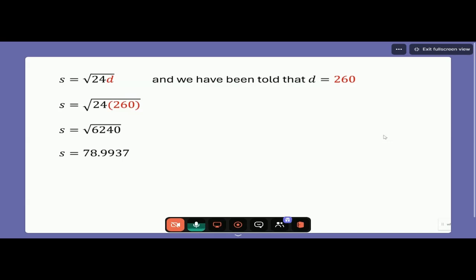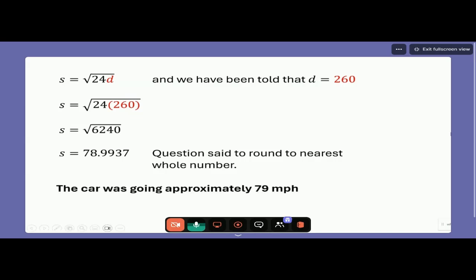78.9937. The question said to round to the nearest whole number. Well, this is going to be easy because there's the ones position right there for rounding to a whole number. Look at the next digit. It is bigger than 5, so that is going to go up to 79. The car was going approximately 79 miles per hour, which is what the MPH stands for there. Hope that helps.